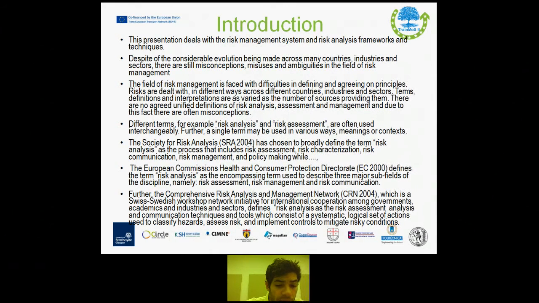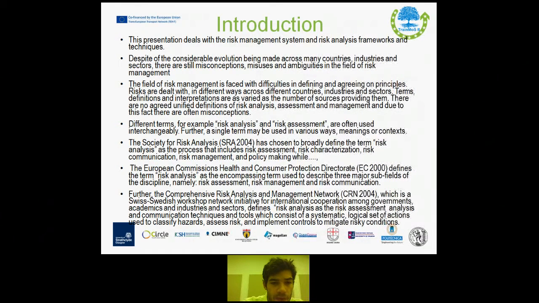Further on, the Comprehensive Risk Analysis and Management Network, which is a Swedish workshops network initiative for international cooperation among governments, academics, industries and sectors, defines risk analysis as the risk management analysis and communication techniques and tools, which consist of a systematic, logical set of actions used to classify hazards, assess risk, and implement controls to mitigate risky conditions.